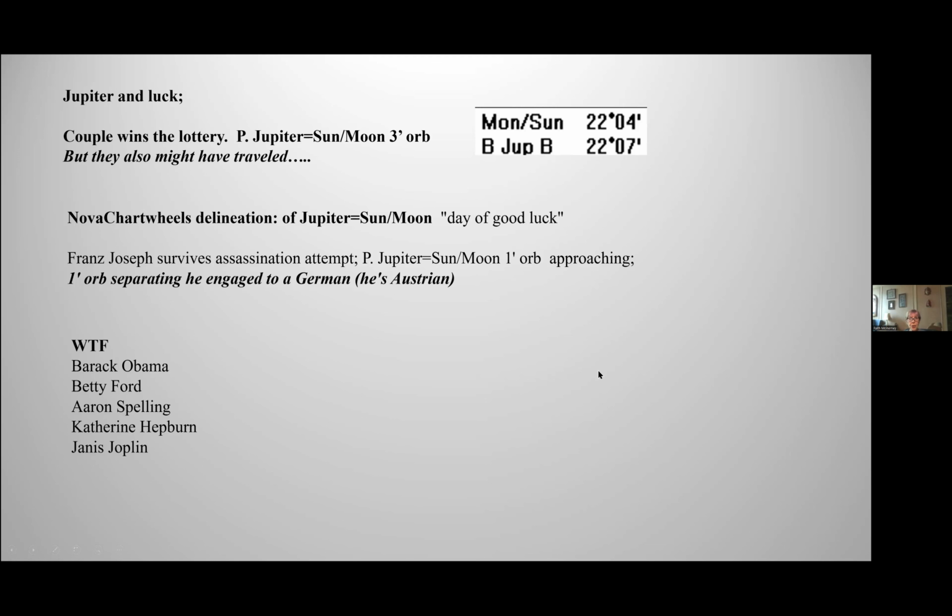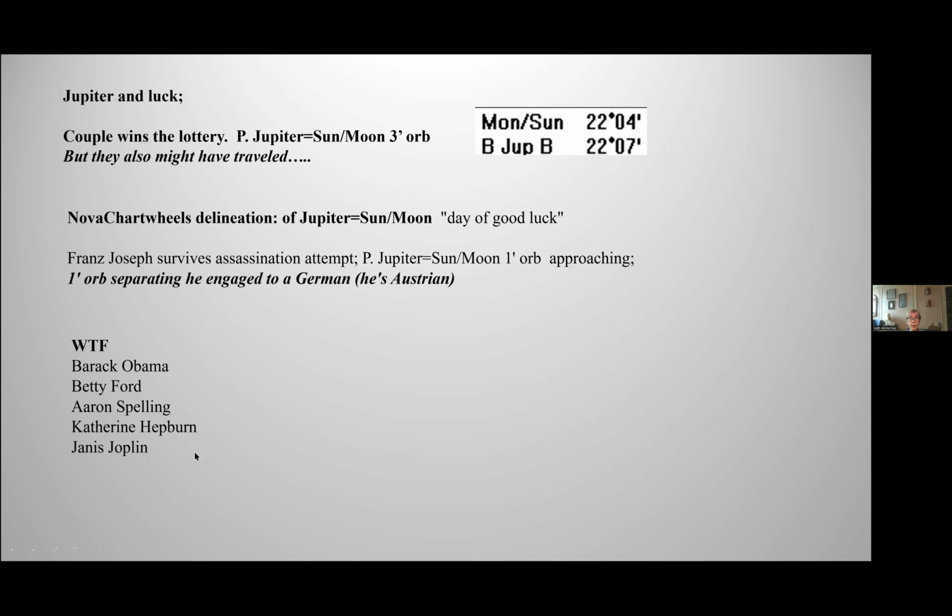Now, here's a guy who, this is an illustration of the day of good luck. He survived an assassination attempt when progressed Jupiter was 1 minute orb from the Sun Moon Midpoint. When it was separating, he got engaged to a foreigner.